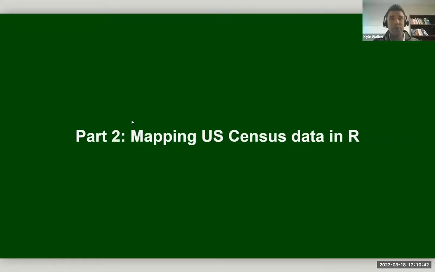All right, so part two, and this is probably what many of you showed up for today. It's all about mapping census data. We needed to spend that first part of the workshop delving into the data itself, because we need spatial data to make maps, and we need to understand spatial data before we make those maps. But now that we have an understanding of spatial data, let's start making some maps.